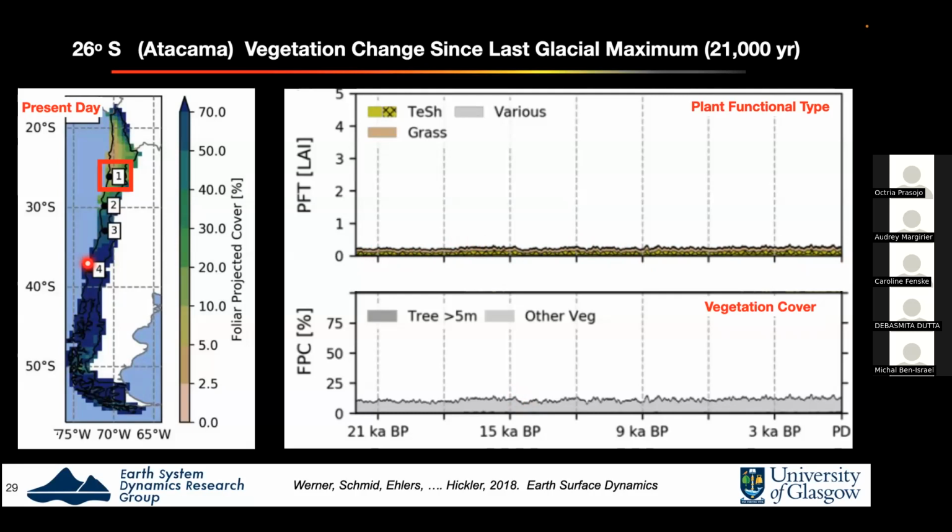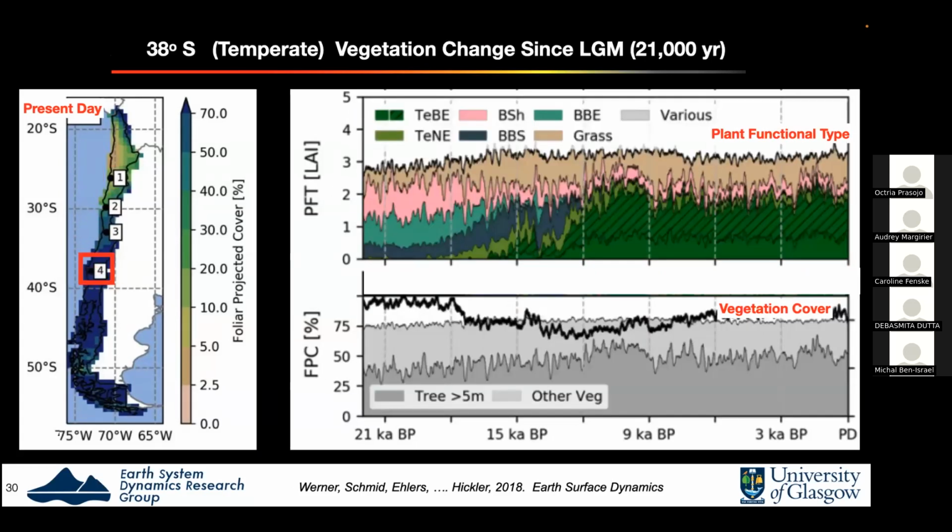As you move south, there's a gradual trend, and I'll just jump to the southernmost one to show you the end member here. Please ignore the thick black line, that's a different parameter. What's shown in the light gray here is, again, the vegetation cover.